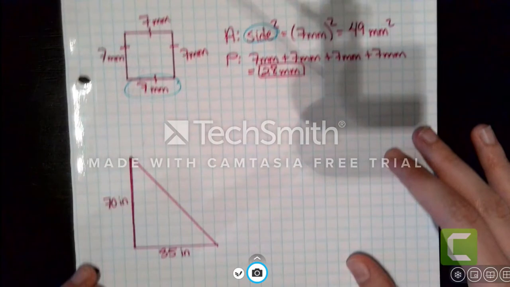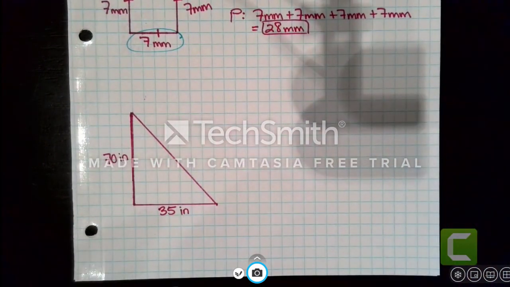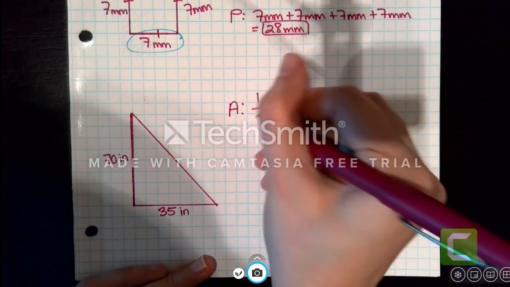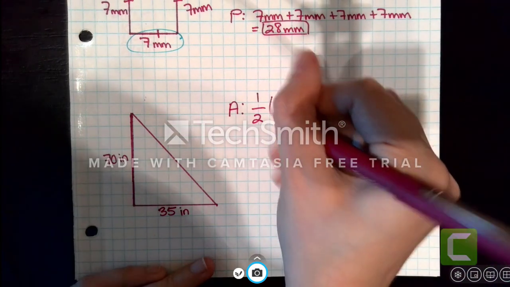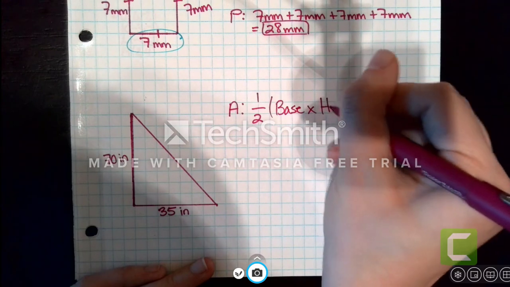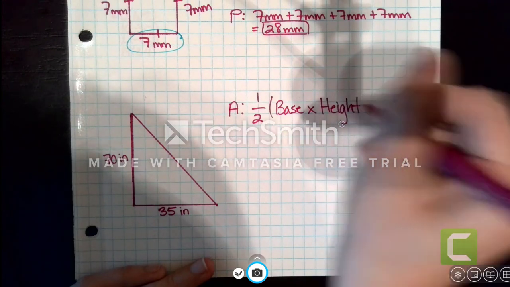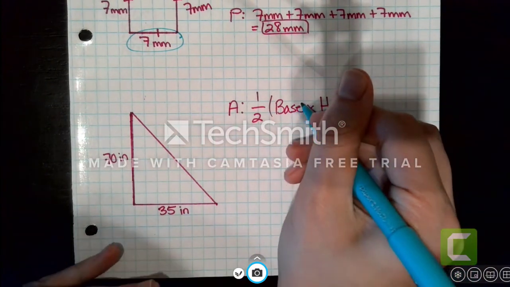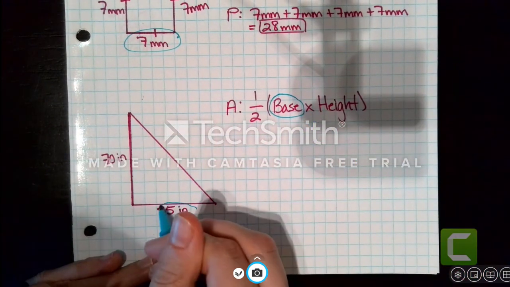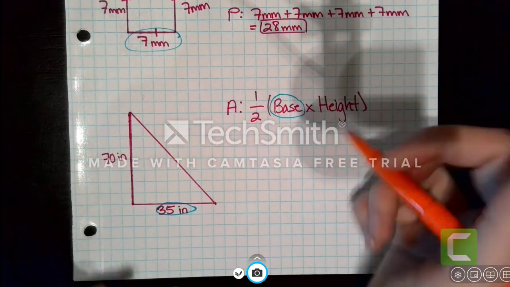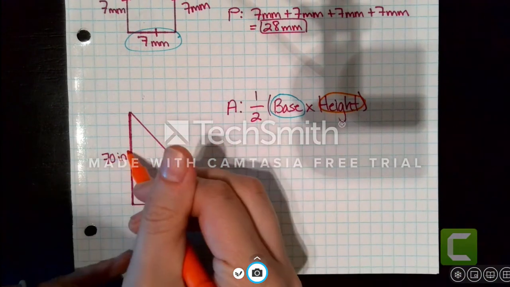And finally, let's practice the triangle. Now for a triangle, our area formula is 1/2 base measurement times your height measurement. And in this case, your base is 35 and your height is 70.